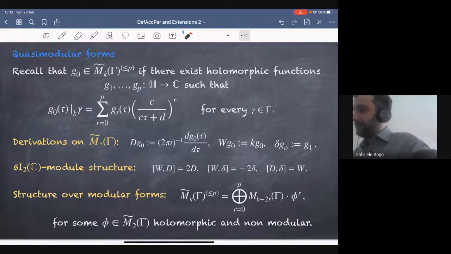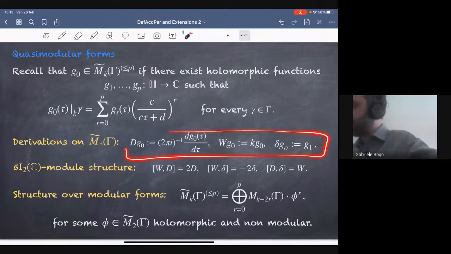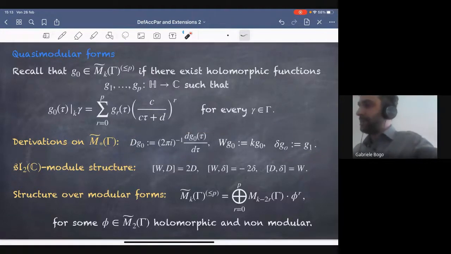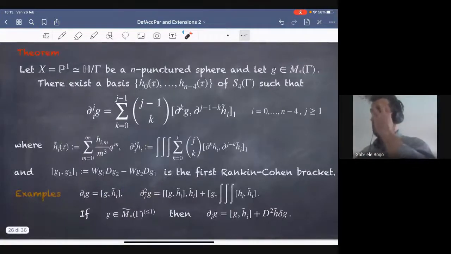And finally, but we're not going to use it today, I think, quasimodular forms can be written uniquely as polynomials in a certain quasimodular form of weight 2, which is non-modular. In the case of SL2(Z), it's called the Eisenstein series of weight 2, with modular coefficients. Okay, please keep in mind these derivations, because now we're going to see them in the main result.